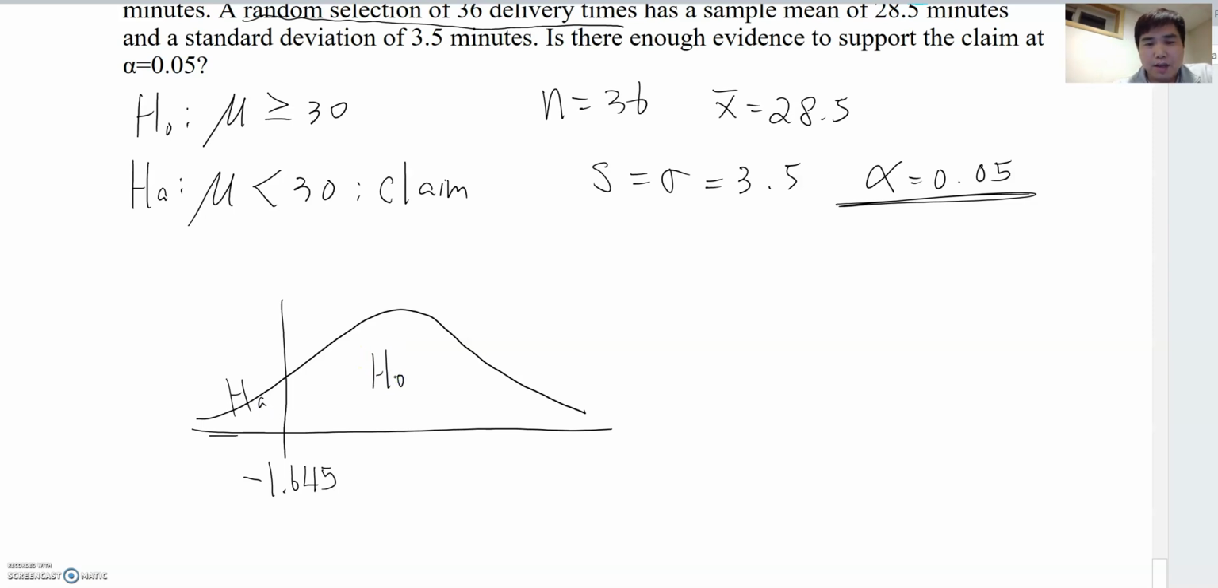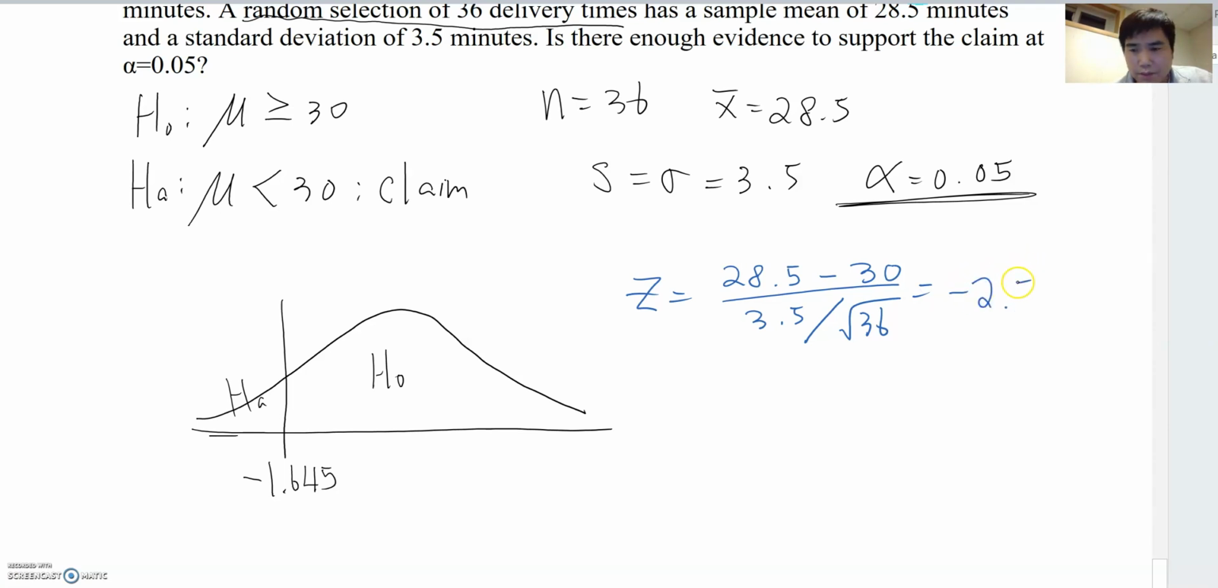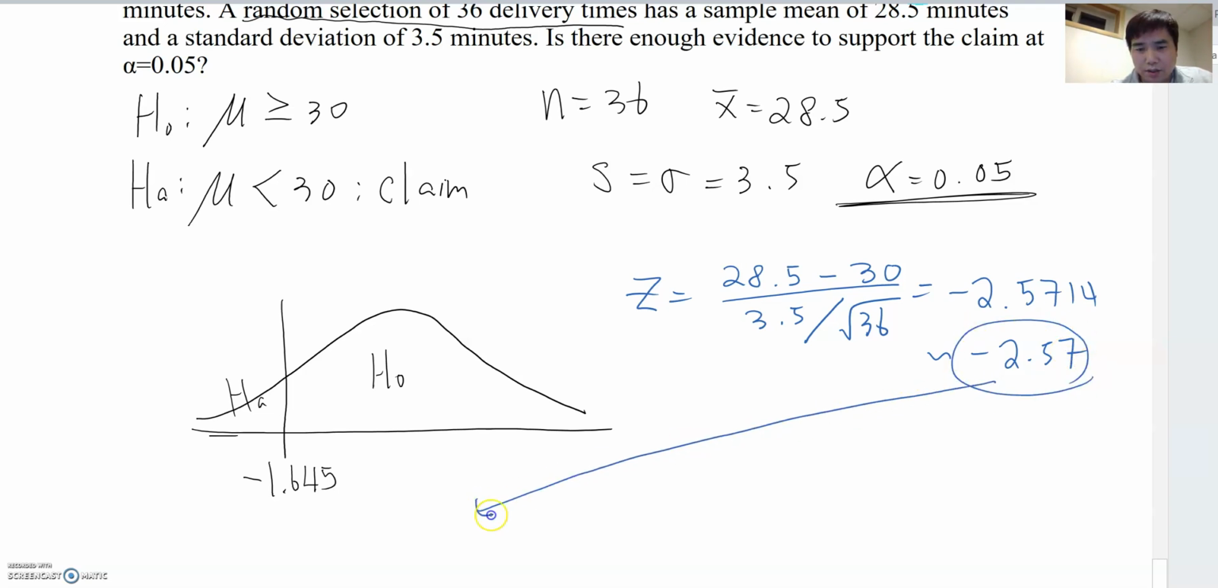Then let's look for the sample z-score. z equals 28.5 minus 30 over 3.5 over the square root of 36. Then you will get about negative 2.5714. Rounding to the hundredths digit, this becomes negative 2.57. Now I'm going to bring this number here.